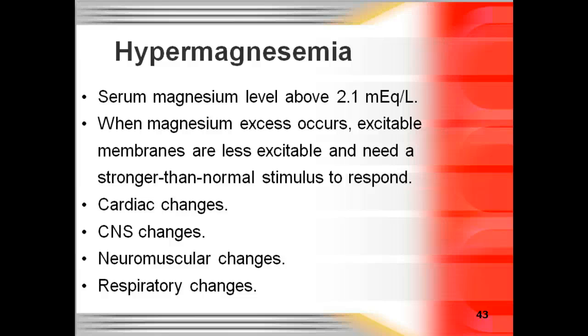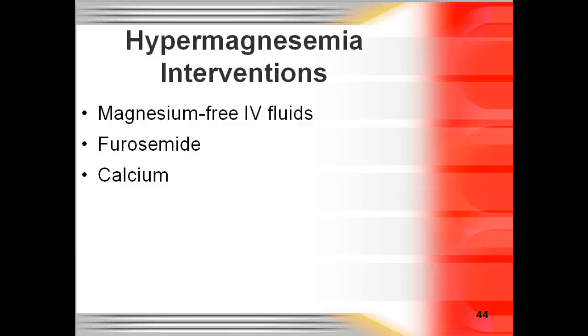And hypermagnesemia, it's the same thing, just the opposite of hypo. Cardiac changes would include, of course, the bradycardia. You got a 2.1 milliequivalent per liter or above lab result. Central nervous system, of course, the person's going to be depressed. Neuromuscular changes, you're going to have a decreased nerve impulse, so you're going to have a reduced deep tendon reflex. Respiratory changes will probably include depression, if you have decreased muscular and skeletal function. So basically, you're going to have magnesium-free IV fluids. You're going to give some type of loop diuretic like furosemide, and you're going to give calcium.